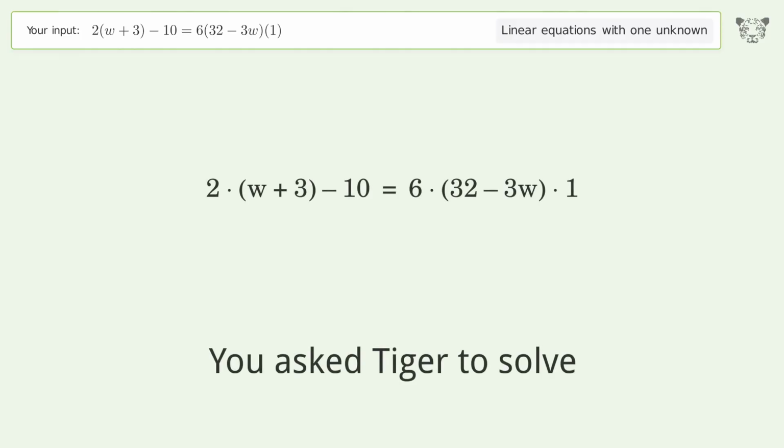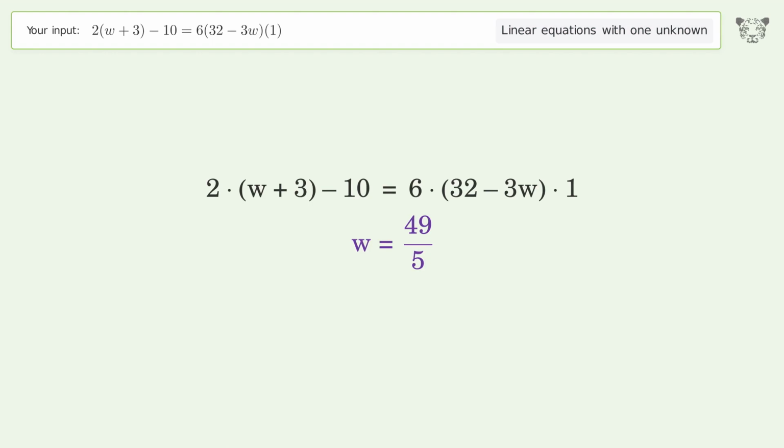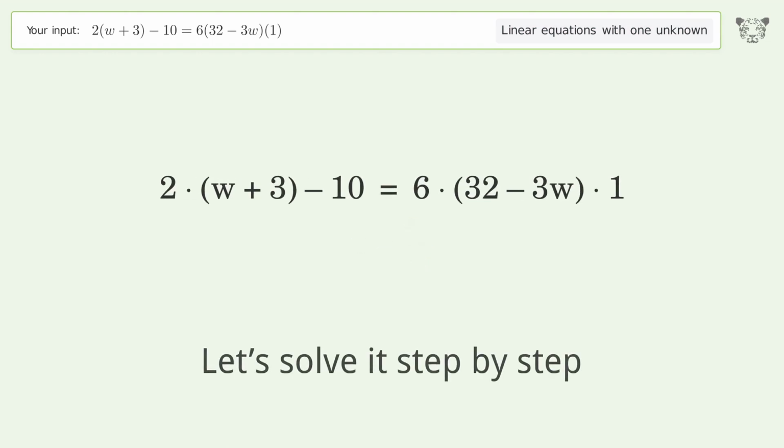You ask Tiger to solve. This deals with linear equations with one unknown. The final result is w equals 49/5. Let's solve it step by step.